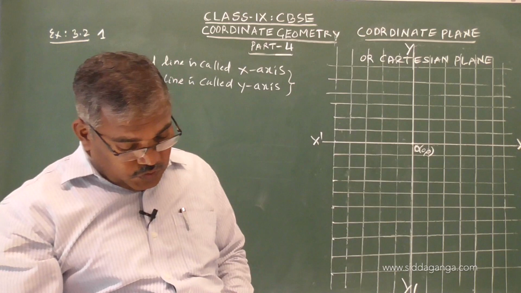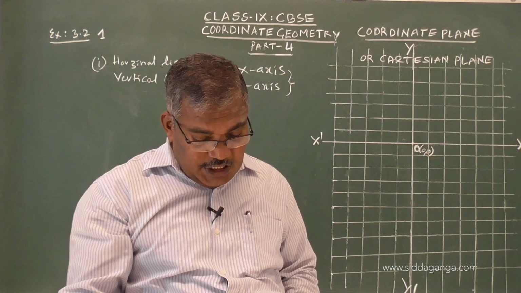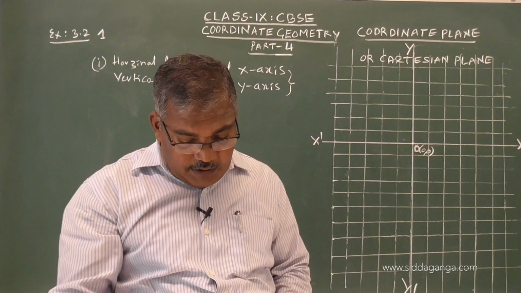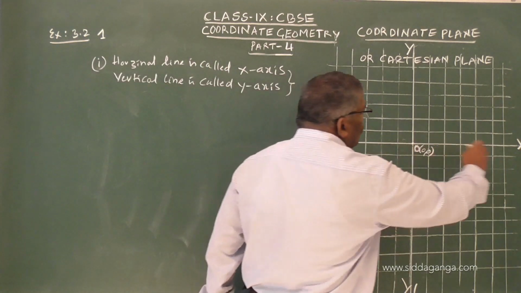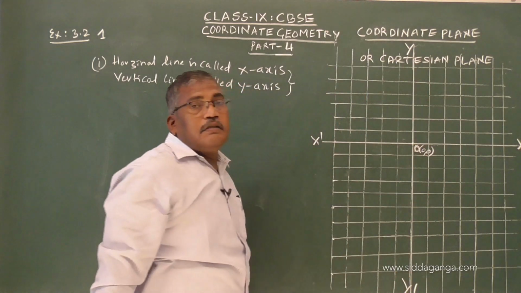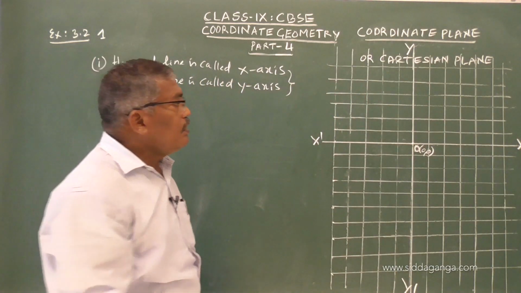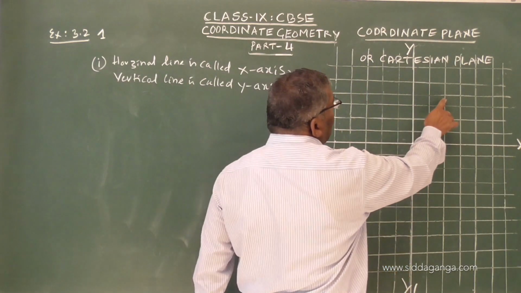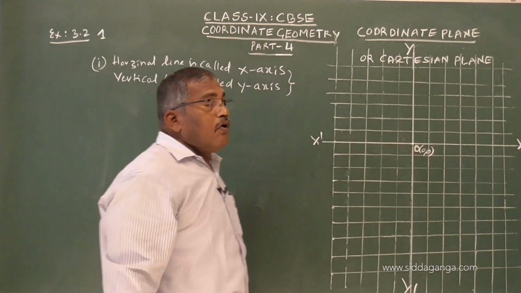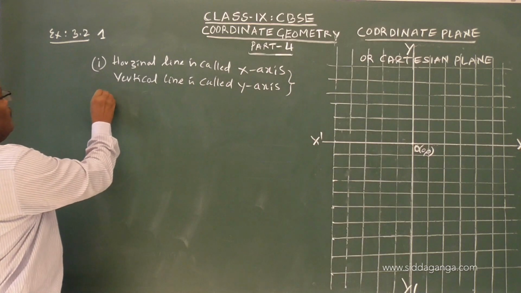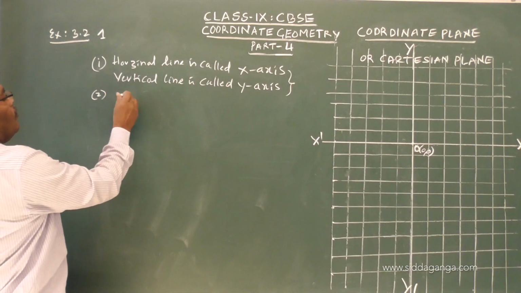Sub question 2, what is the name of each part of the plane formed by these lines? We have discussed the coordinates will divide the plane into 4 equal parts. Each part is called a quadrant, first quadrant, second quadrant, third quadrant, fourth quadrant. So the second one, they are called quadrants.